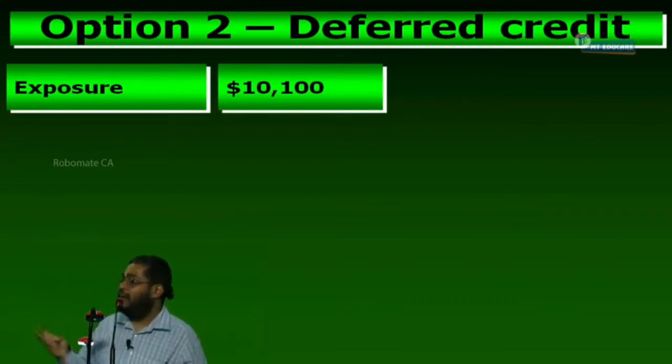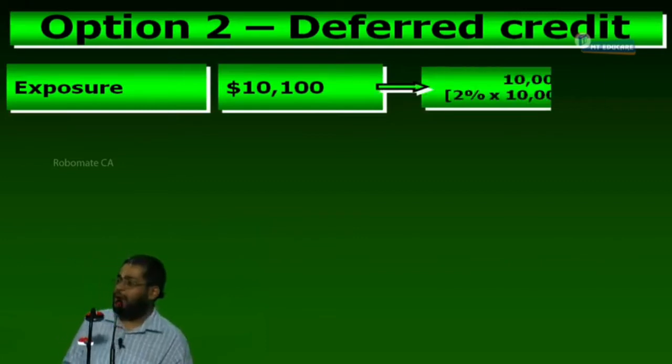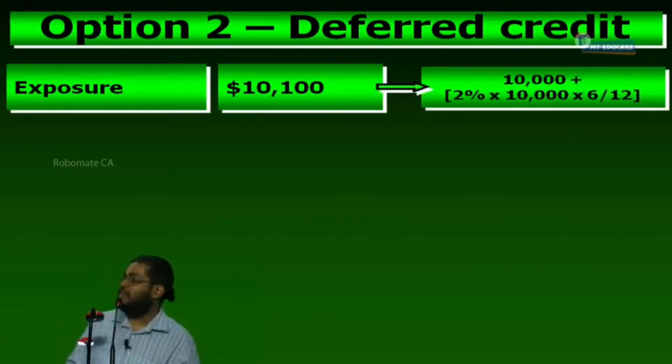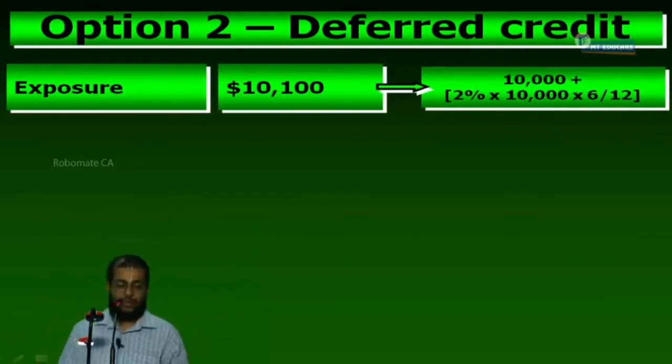I think you are all following or not? So don't apply quarterly compounding. There is annual compounding only. So it is $10,000 into 1.01. That is how I got it: $10,000 plus interest of 2% on 10,000 for 6 months, into 6 by 12, gives $10,100. This is the exposure. Everybody, can I proceed or not?